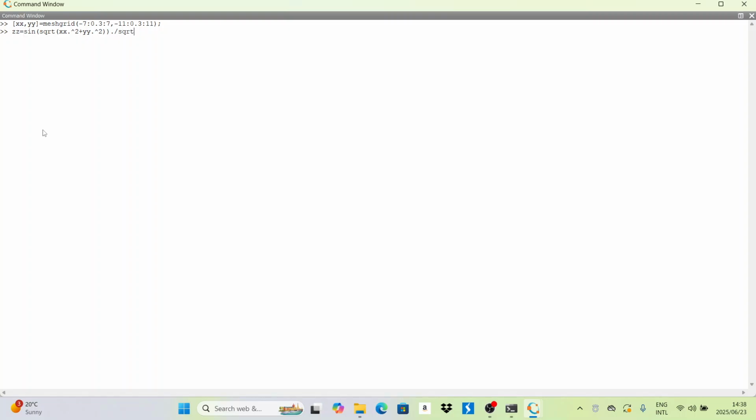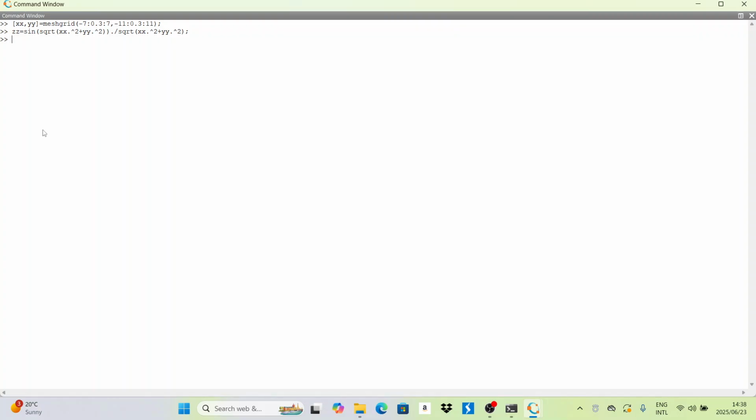for square root of xx, because we still have x squared, dot to the power 2, plus yy dot to the power 2. Then we close our bracket, then we end everything with a semicolon, then we press enter there.